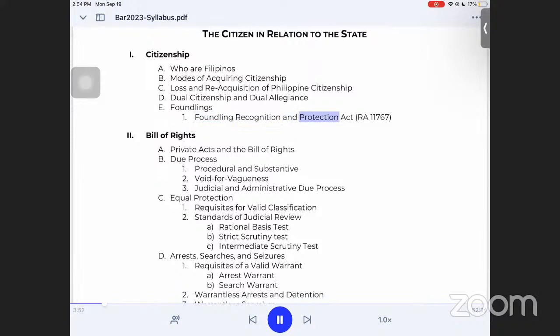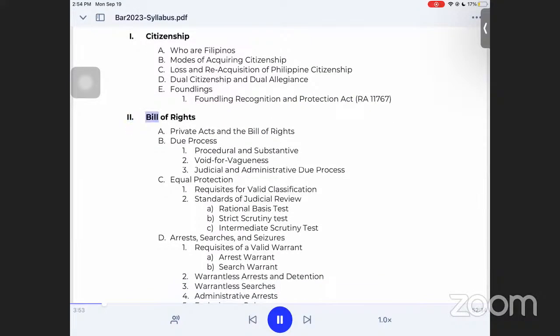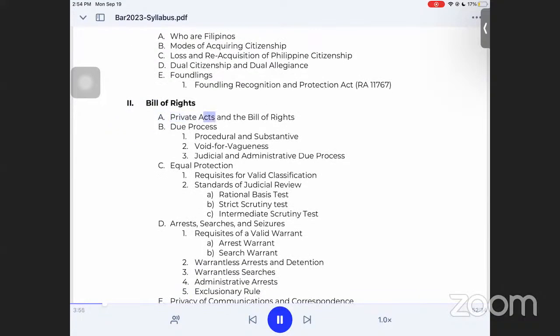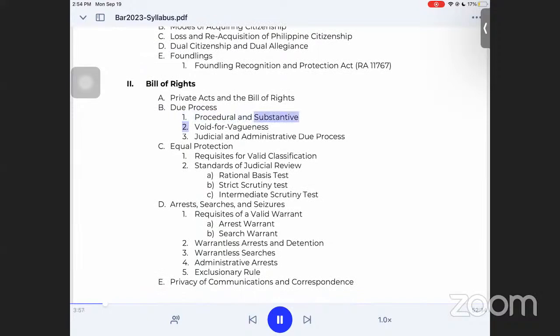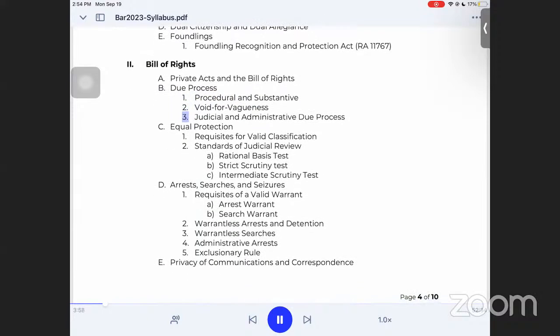Foundling Recognition and Protection Act, RA 11767. 2. Bill of Rights. A. Private acts and the Bill of Rights. B. Due process. 1. Procedural and substantive. 2. Void for vagueness. 3. Judicial and administrative due process.